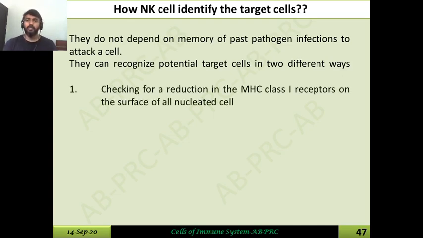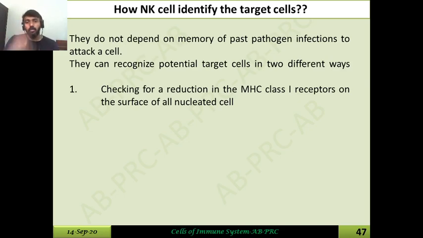The first way how this NK cell will identify a target cell is that they will check for a reduction in class 1 MHC receptors on the surface of a cell. And we know already that for every nucleated cell, the class 1 MHC is a common receptor. There will be a class 1 MHC molecule for every nucleated cell, which means that all cells of the body consist of class 1 MHC, and there will be a particular concentration, a particular number of class 1 MHC molecules usually expressed on the surface when the cell is in a normal situation, right?